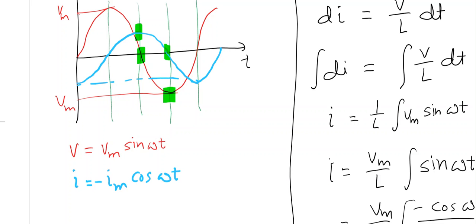How much is this value? This value is Im, the maximum value of current, the peak value of current, which is Vm by XL, Vm by omega L. So this is the nature of the graph of V versus T and I versus T.